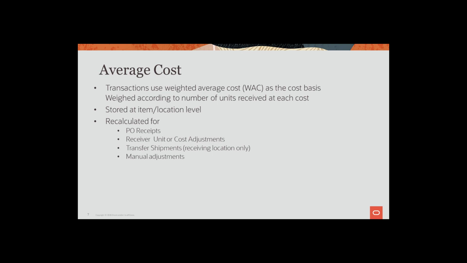WAC is recalculated whenever a transaction is processed for a location at a cost different than the current WAC. This includes PO receipts, receiver unit adjustments, receiver cost adjustments, and transfer shipments. WAC can also be updated in merchandising outside of the transactional update if adjustments are needed. This will generate a cost variance record in the stock ledger.